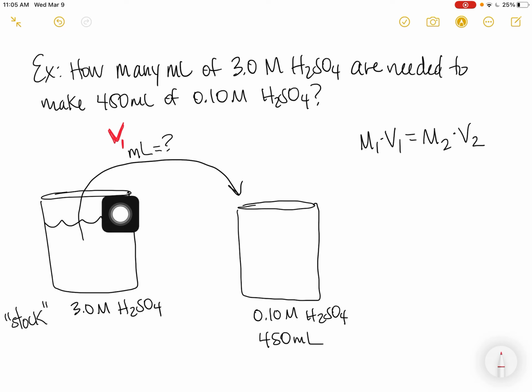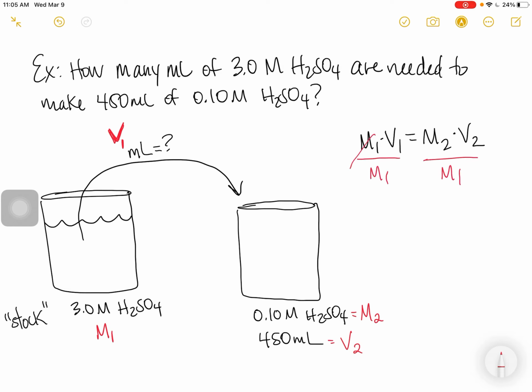So if I'm talking about this solution and I've called this V1, then this number must be M1, because do you see how they match? It's the volume of this solution of this concentration. So then, of course, that would make these two M2 and V2, right? So I'm looking in this case for V1. So I would solve this for V1, dividing both sides by M1.